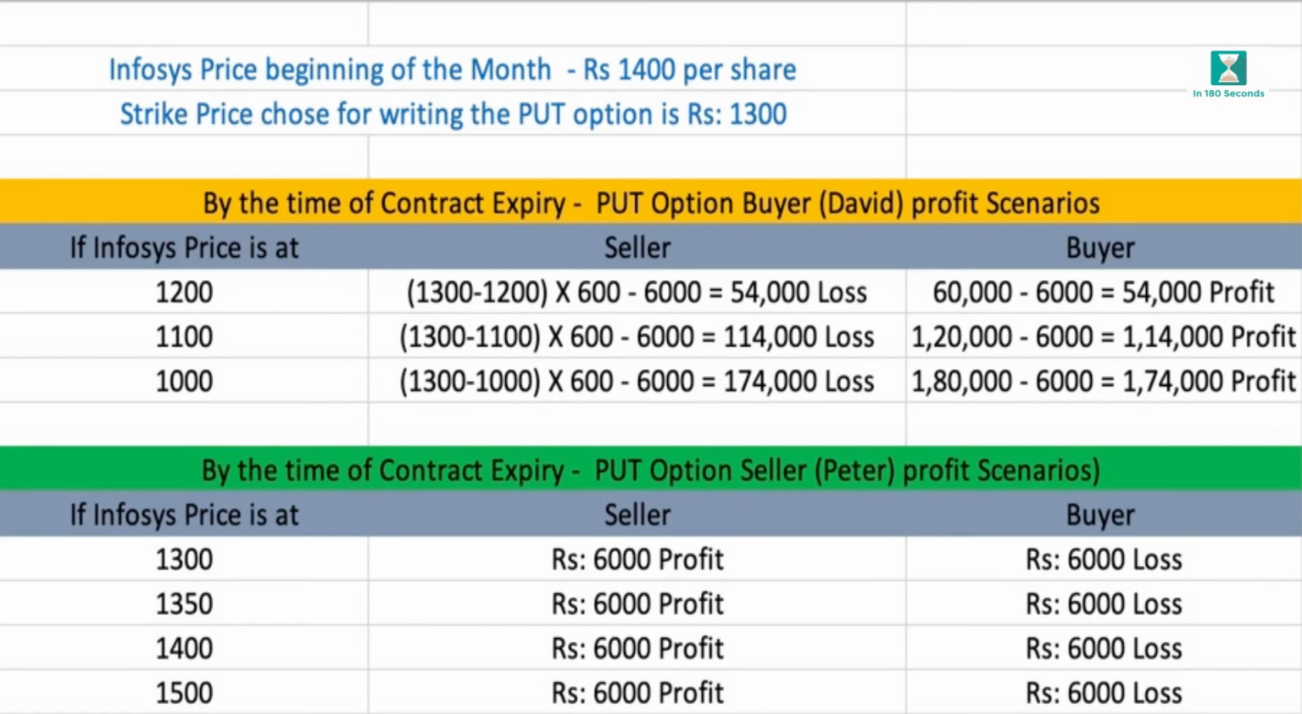The loss for Peter is unlimited and the maximum loss for David is the premium he paid, which is Rs 6,000. One thing to note is David need not hold the put option until the expiry of the contract. Between the time he bought the put option and the expiry date of the contract, David could freely sell this put option in the market to someone else at a different price.